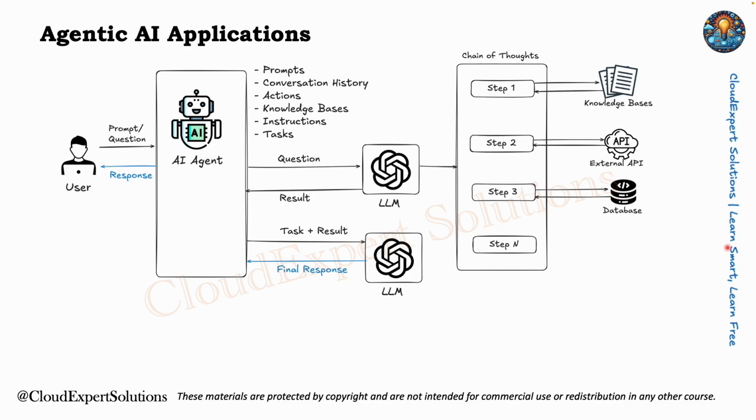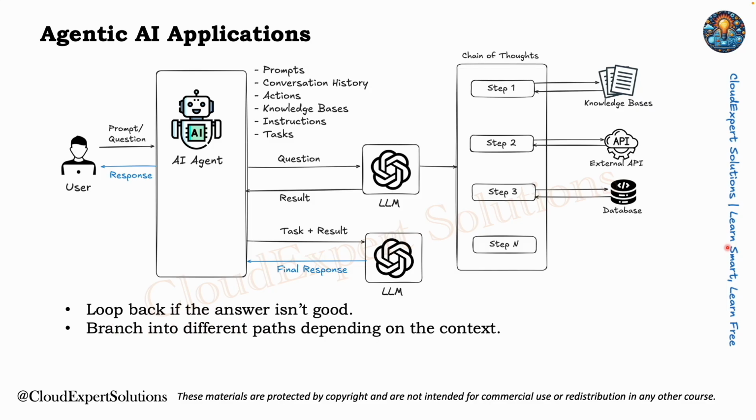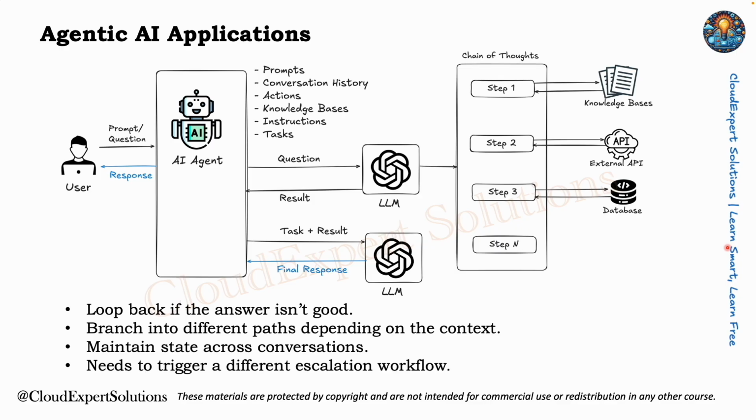In this complex orchestration workflow, the AI agent may need to look back if any answer is not good. It might need to branch into different paths depending on the context. It may need to maintain state across conversations, or maybe it needs to trigger a different escalation workflow, or it may need to retry some of the steps. This is where LangGraph comes in, and LangGraph allows you to design complex workflows with loops, branches and memories.